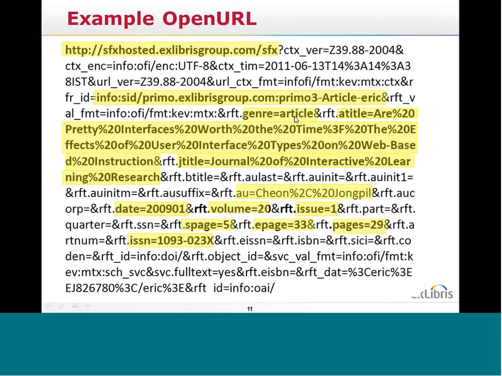Other important fields here are the genre, the article title, A title equals article title, and the journal title, J title equals journal title, so here's the title of the journal that the article is contained in. AU equals author, so this is the author information. The date of the publication, the volume, and the issue we see here. Pagination information: S page stands for start page, E page stands for end page, and in total the pages are 29 for this entire article. And then we also have the ISSN.